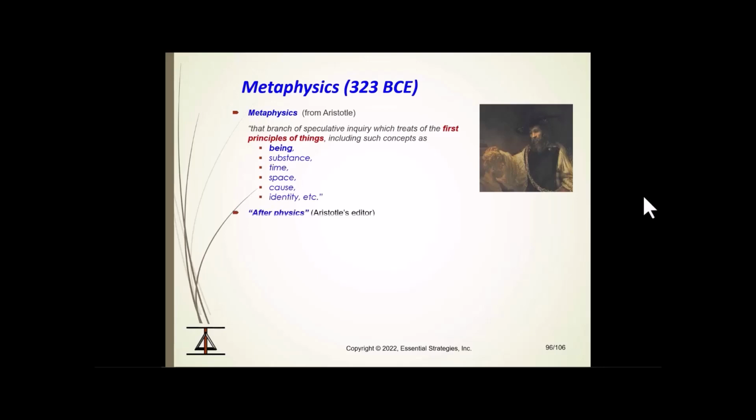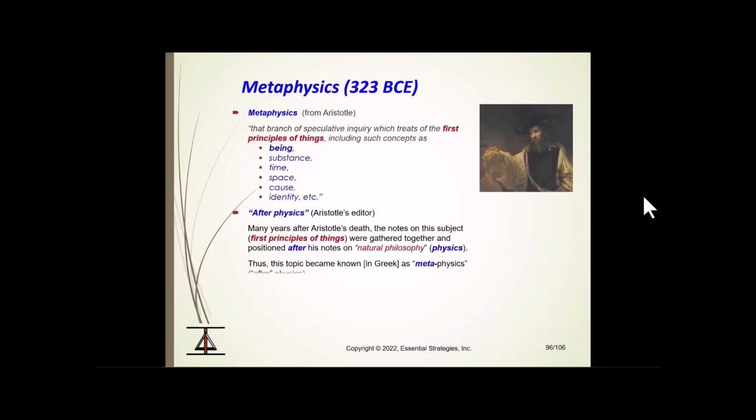Now, when he died in 322 BC, Aristotle left his collected works in scrolls. Many of these, alas, have been lost to history. Some years after his death, however, an editor sorted out the collection and found works on first principles that we talked about before. These were organized and positioned after his notes on natural philosophy, which is to say, physics. For that reason, this branch of Aristotle's work has been known as afterphysics or metaphysics. I know, again, this is Greek for you. Meta, you see, is the Greek word for after.